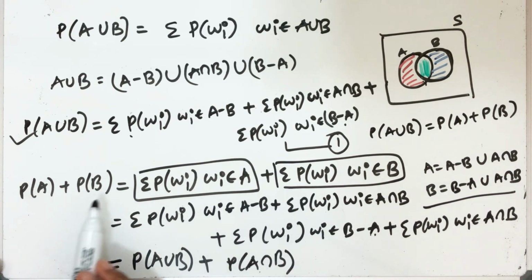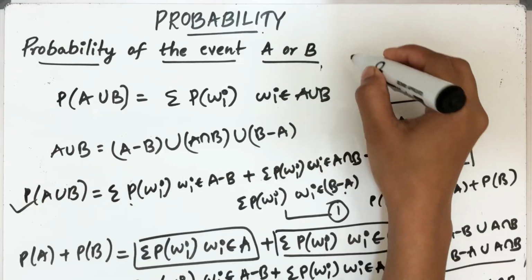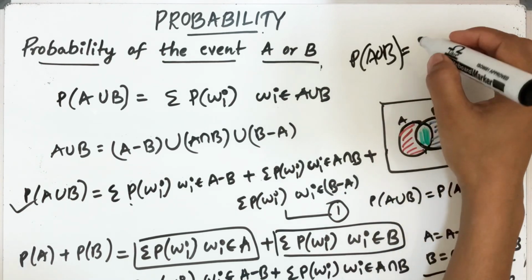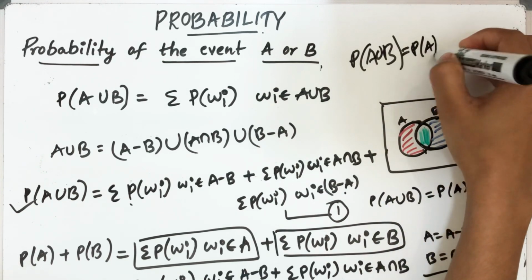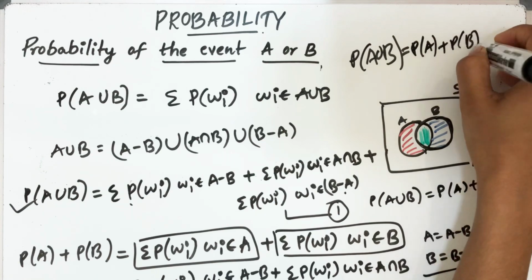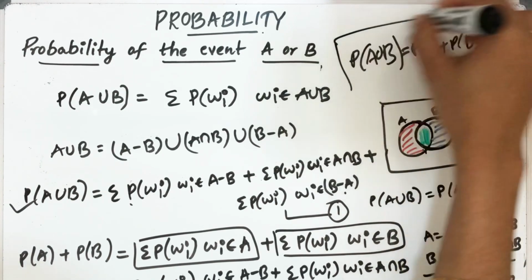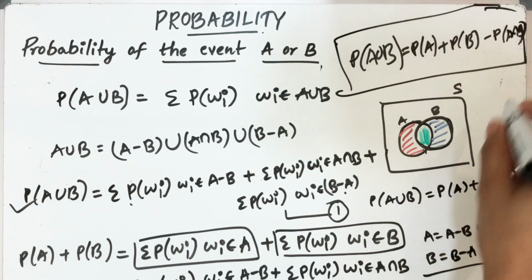So we get P of A plus P of B is equal to P of A union B plus P of A intersection B. So we can write P of A union B is equal to P of A plus P of B minus P of A intersection B. That is P of A union B or P of A or B is equal to P of A plus P of B minus P of A intersection B. So this is how we get this formula.